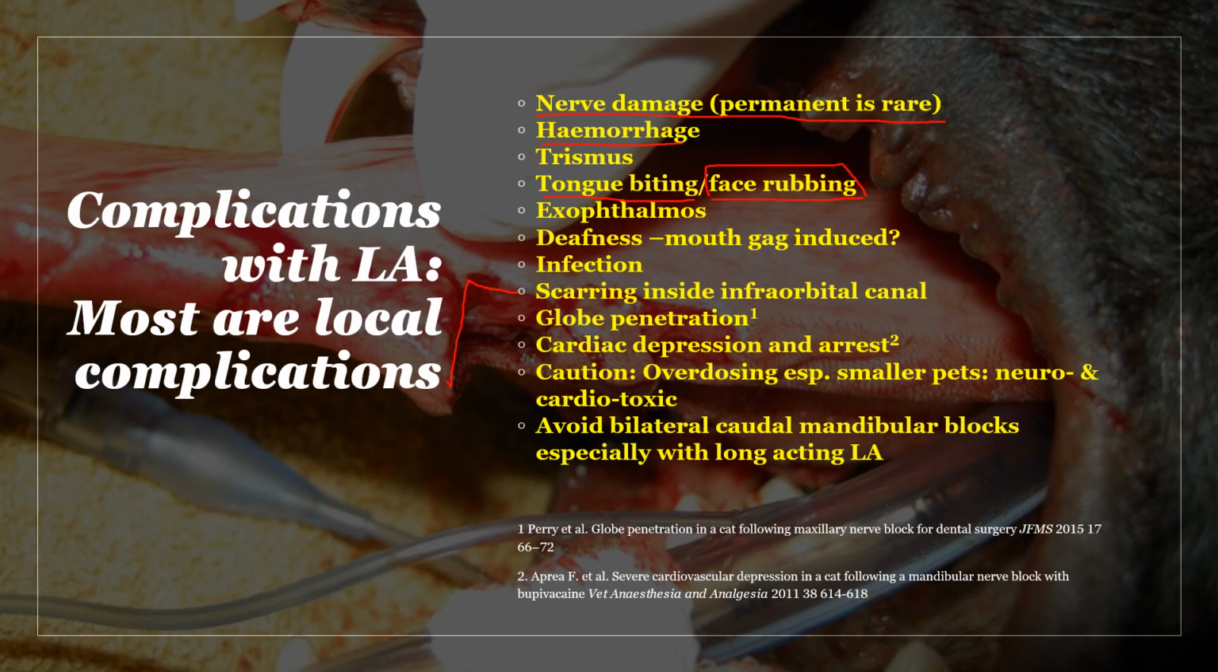Scarring inside the infraorbital canal is usually seen with multiple injections, so we can get fibrous tissue forming in the canal. Globe penetration, a veterinary dentist out of the UK discussed that in a study that she did in the Journal of Feline Medicine and Surgery in 2015. So penetrating the globe, we'll show you some photos of that.